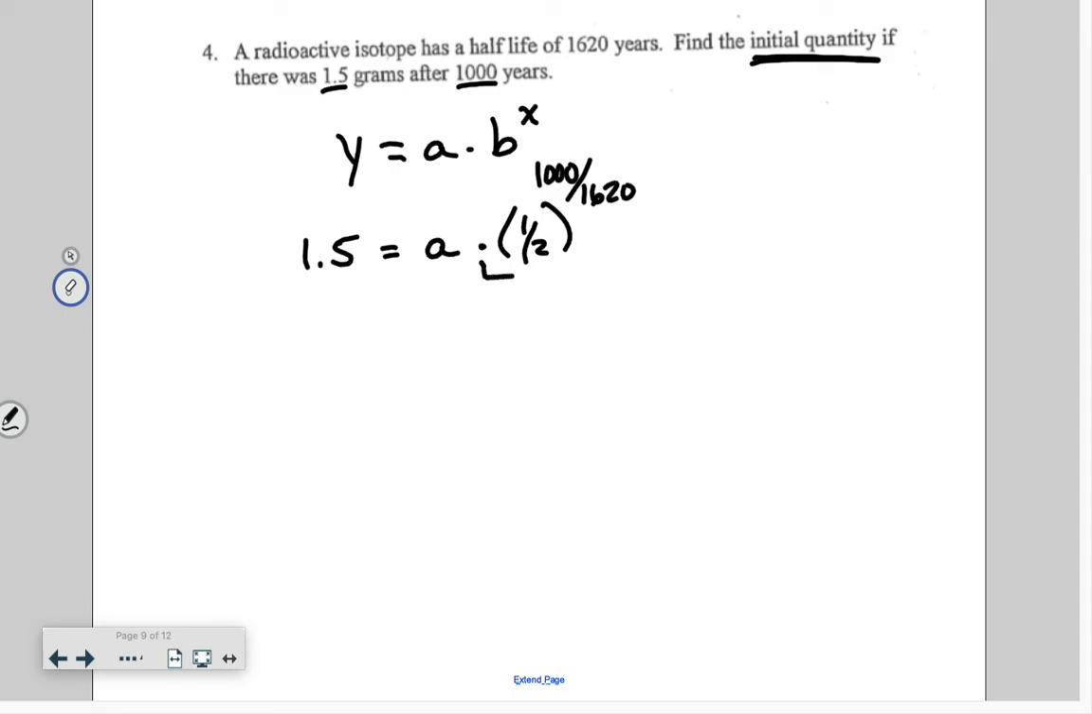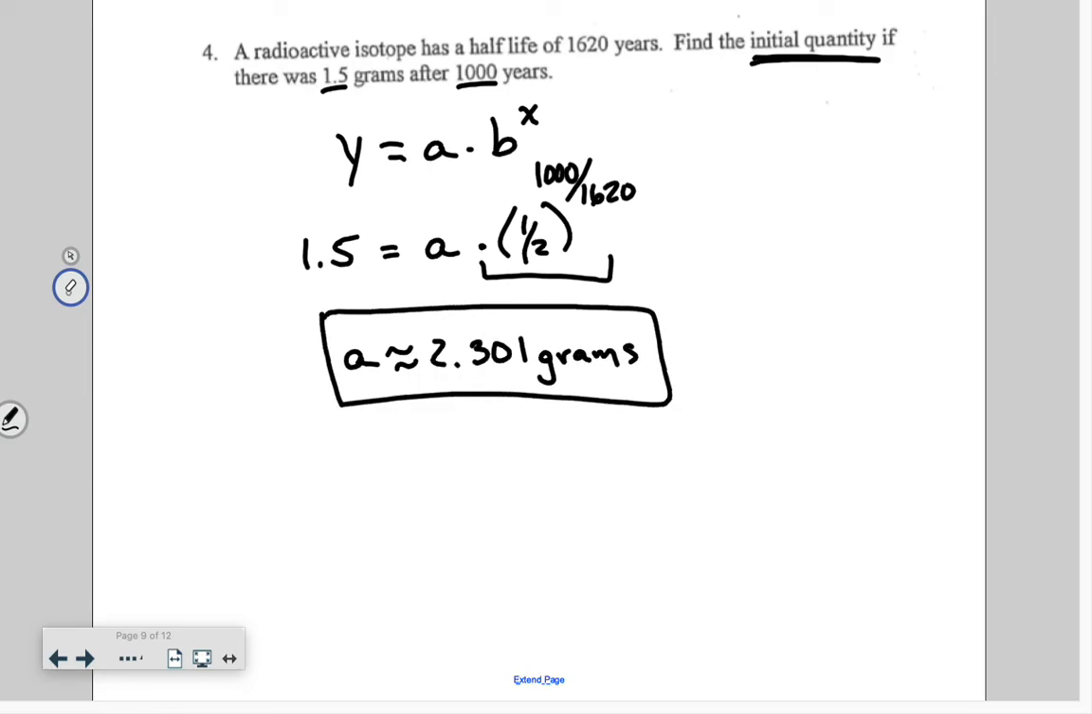This part, you can plug into the calculator and get an answer, and then take 1.5 divided by that answer, and you solve for A. What you should get, if you do it, is approximately 2.301. Like I said, type that into the calculator and then take 1.5 and divide it by that answer. So your starting amount 1,000 years ago was a little bit more than 2.3 grams of whatever radioactive substance you were dealing with.